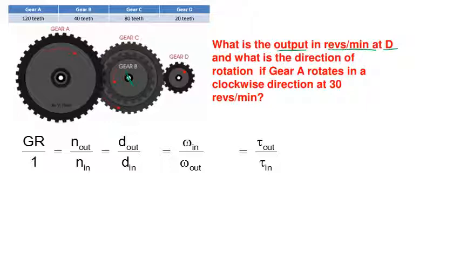What is the direction of rotation if gear A rotates in a clockwise direction at 30 revolutions per minute? Alright, so let's start with the first part. That's really the equation part that I'm going to focus on. Again, they can tell us a couple things. Gear A is 120 teeth, gear B 40 teeth, gear C 80 teeth, gear D 20 teeth.